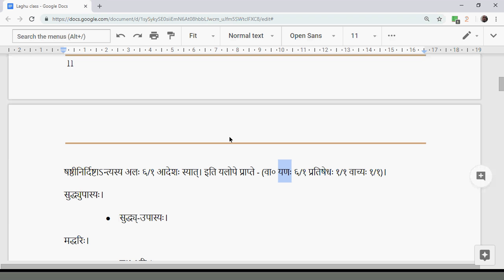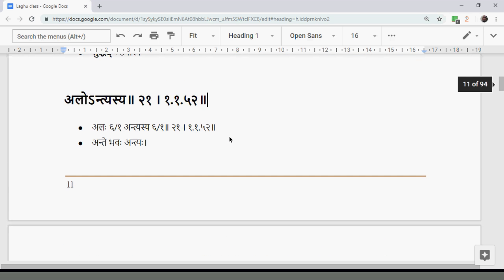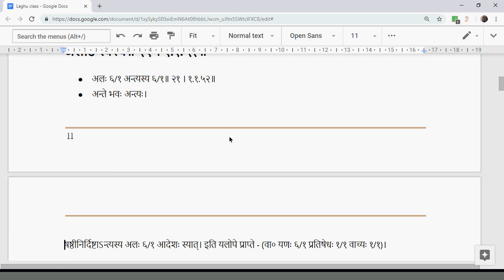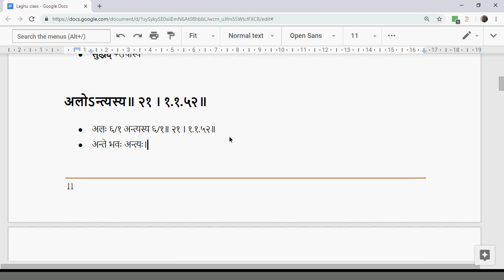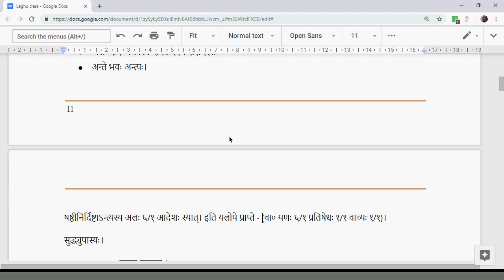Any sanyoganta which is a yan letter, yakara, vakara, repha, lakara, you should not drop that. There is an exception to this sanyogantasya lopaha. Alontasya is a general rule, not only for lopaha. Any adesha which is given, it is for the ending letter. That's all it is saying.